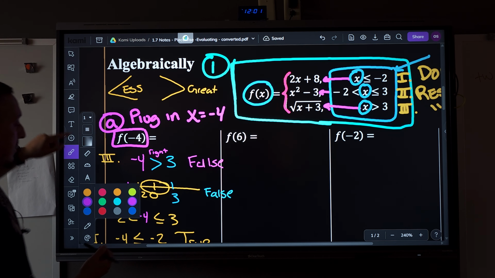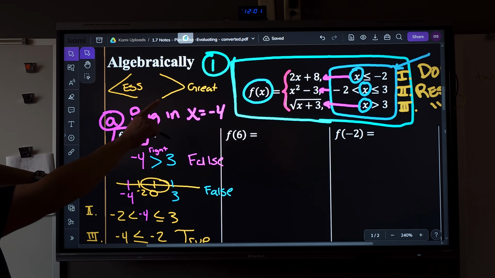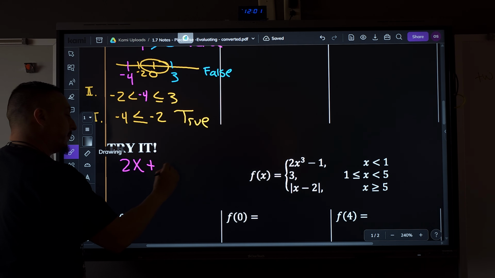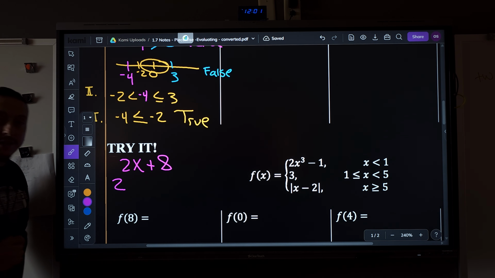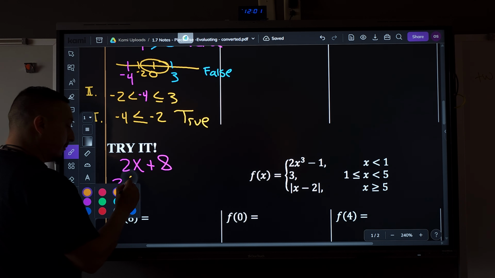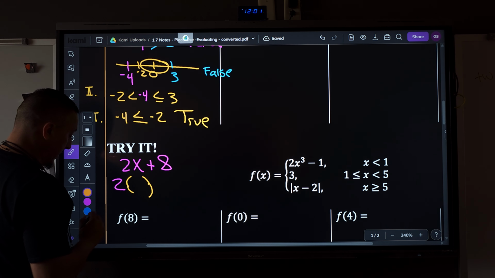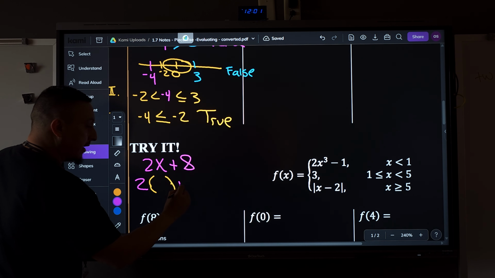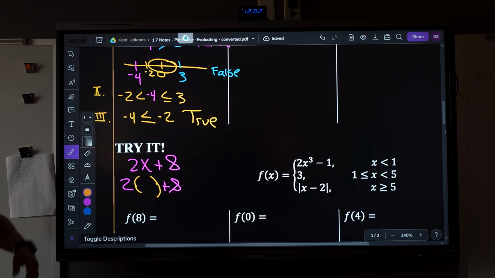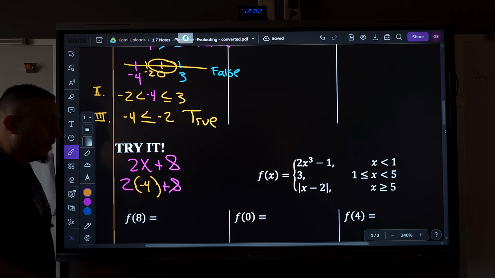Okay? So let's plug in, I'm kind of running out of space, I'll do it right here. But it says 2x plus 8, right? I'm gonna write it. So 2x plus 8. So I'm gonna do 2, wherever the x is, you put a parentheses always, okay? Whenever you plug in. Parentheses, plus 8. What am I gonna plug in that parentheses? Negative 4, right? So negative 4.